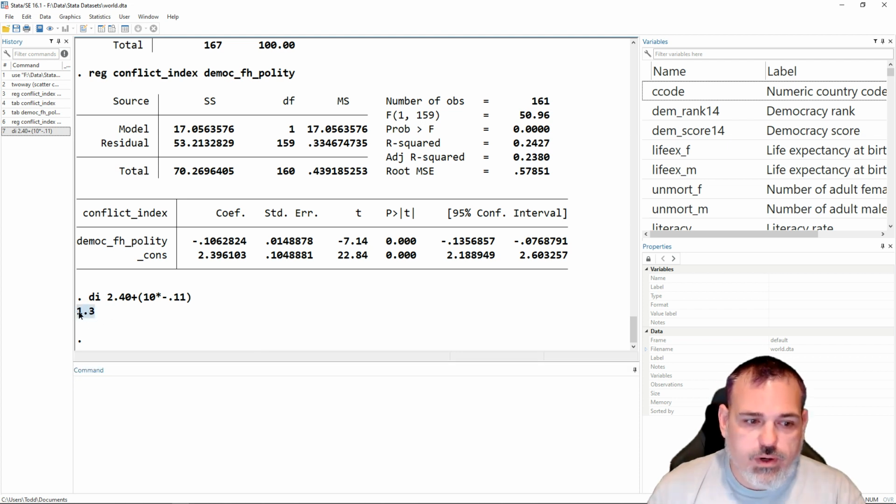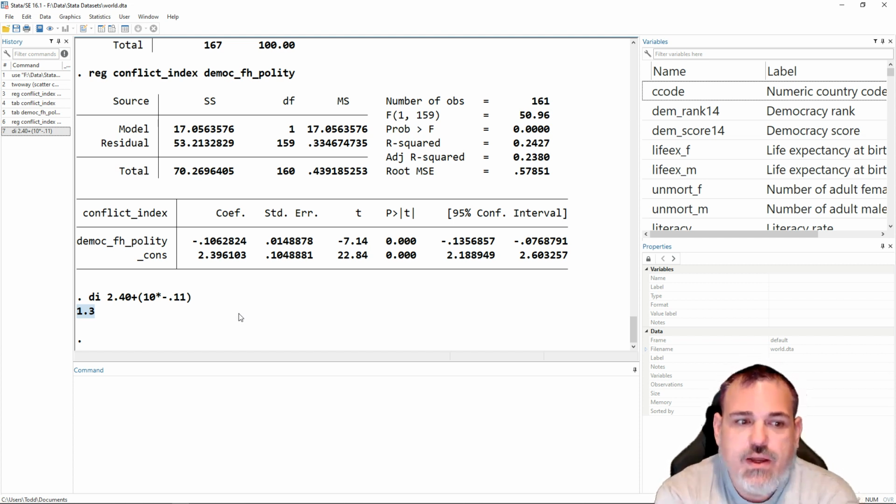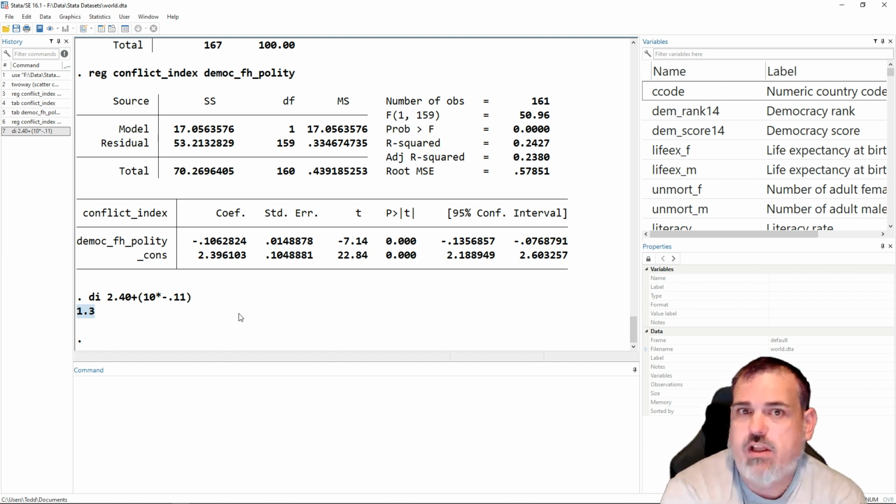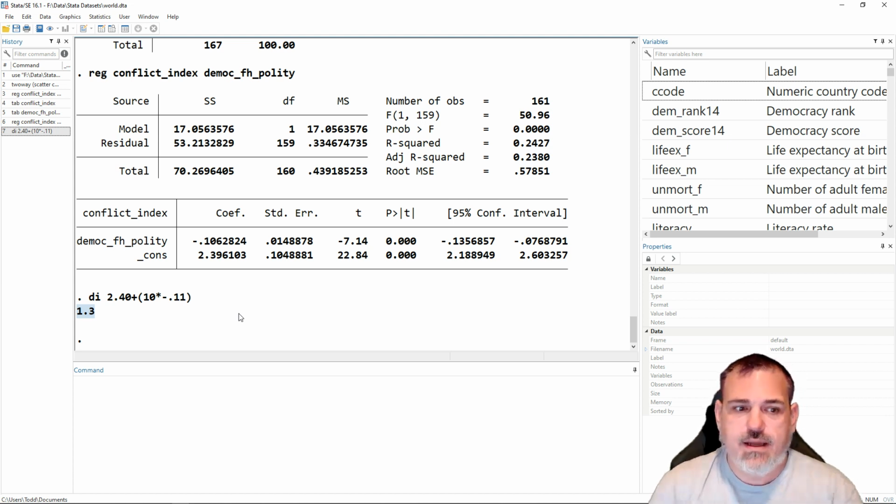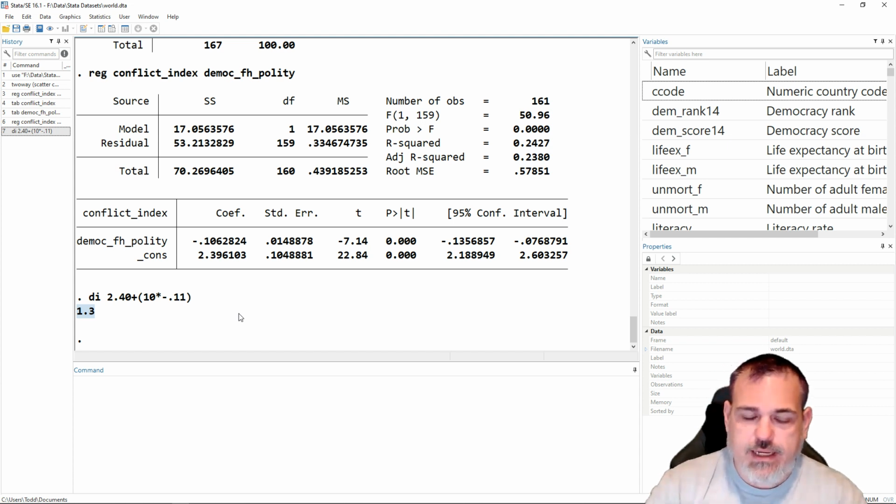Conflict of 1.3. That's what it's telling us. So on average, a country that has a polity score of 10 is going to have a conflict score of 1.3. So very low levels of conflict. Let's take a look at what this looks like graphically represented.